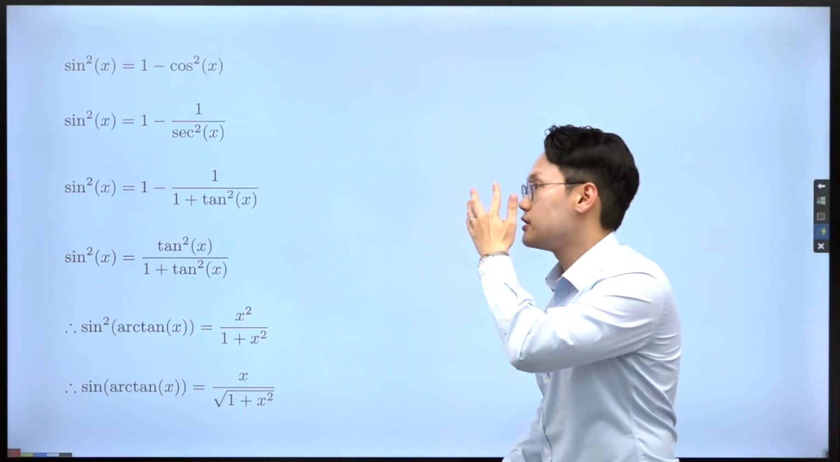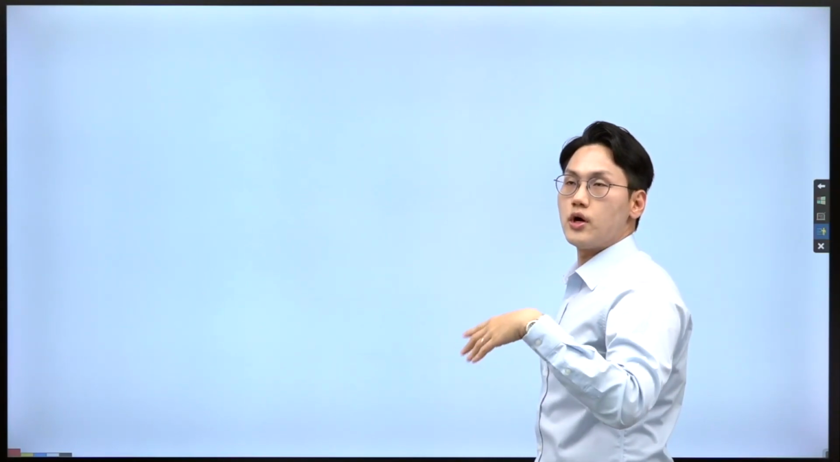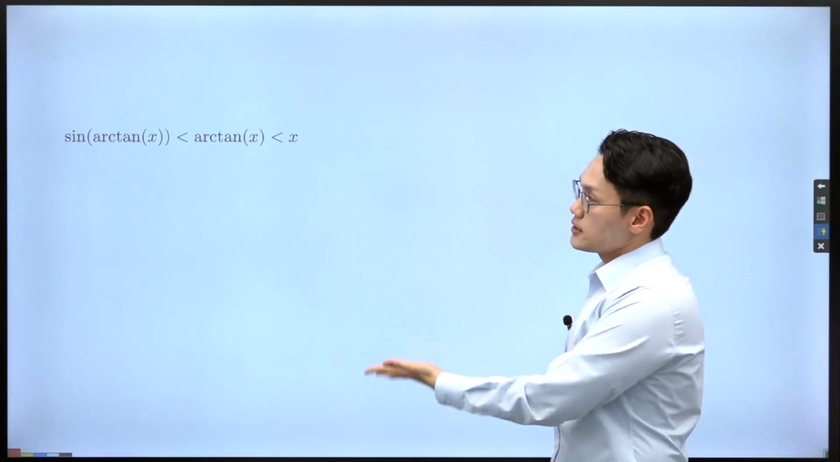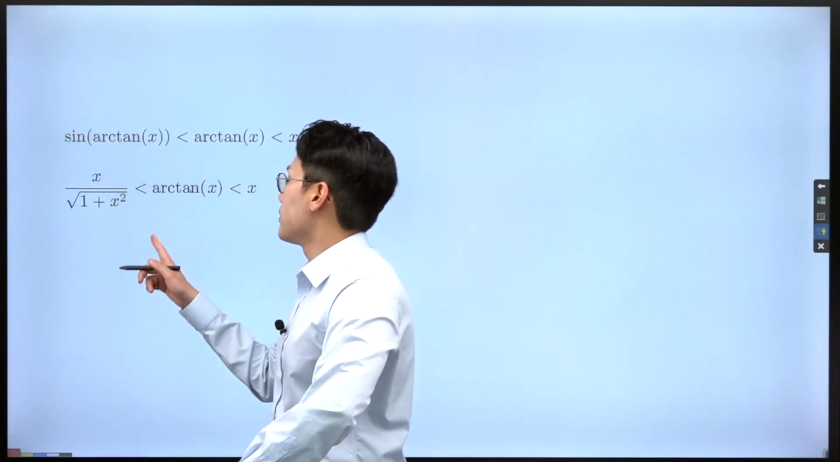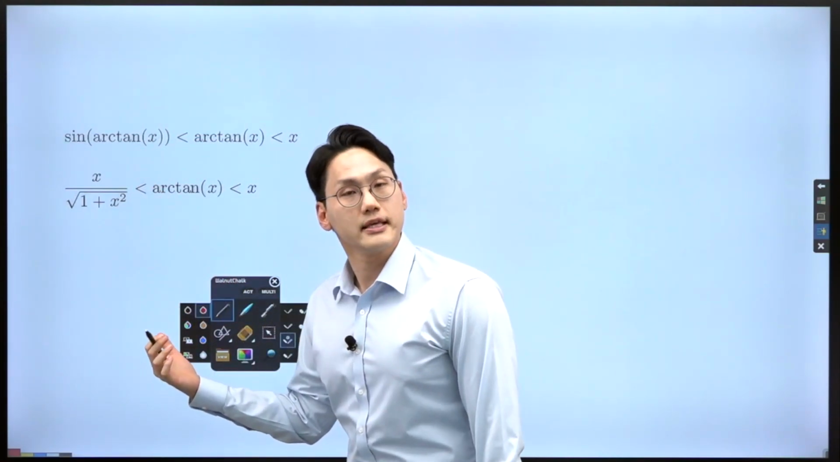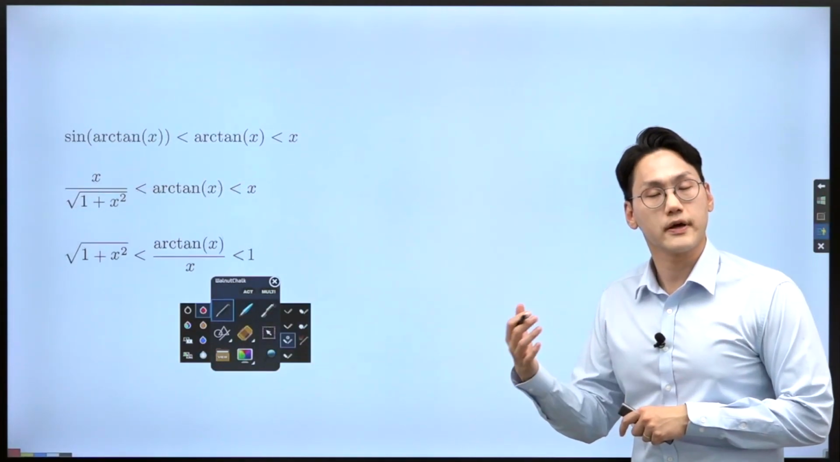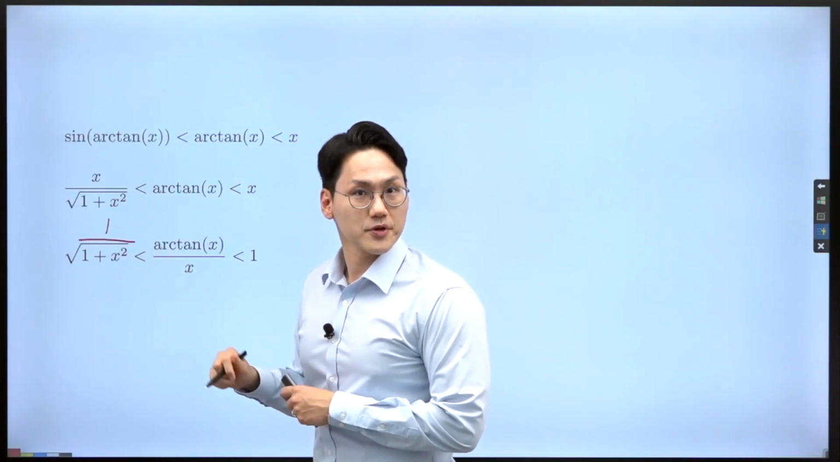Now let's put it back into the inequality. That's a beautiful, beautiful result. So every time you want to change the ratio, I strongly recommend you use the Pythagorean identity. Okay, so that was our initial inequality. Then I can change this into x over the square root of 1 plus x squared. And what I like to do is simply divide by x, because we wanted to talk about the ratio of the arctangent of x over x. So the lower bound is supposed to be 1 over the square root of 1 plus x squared.